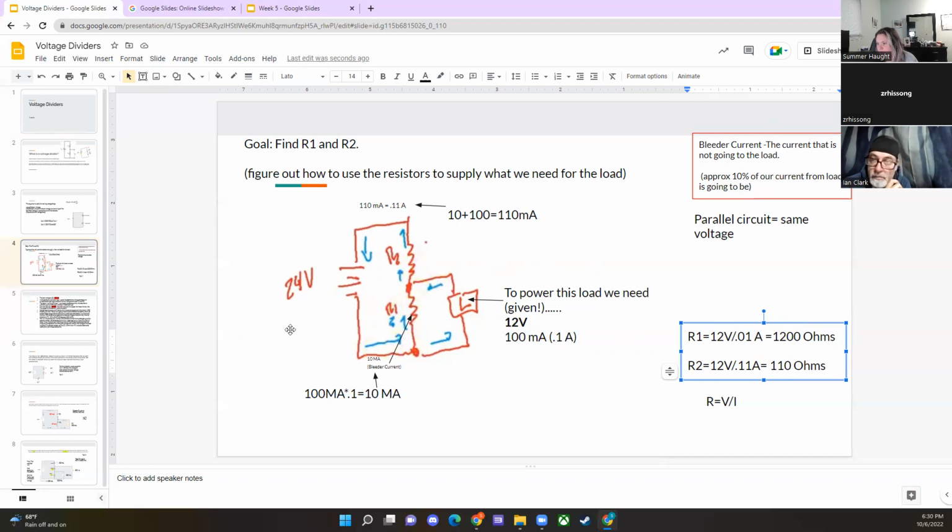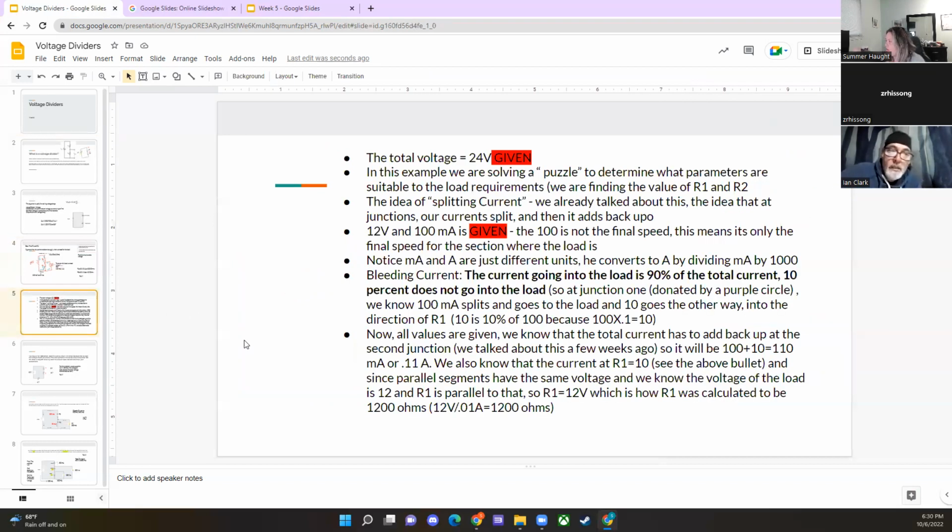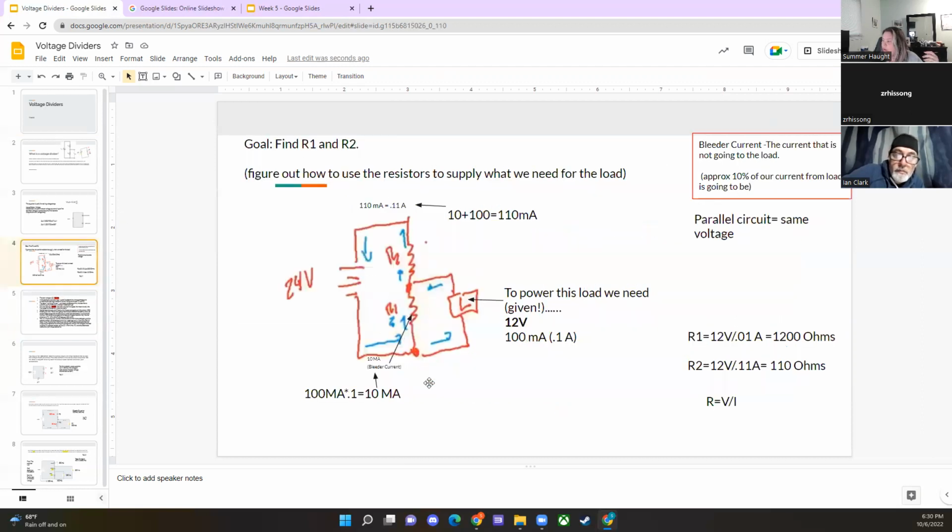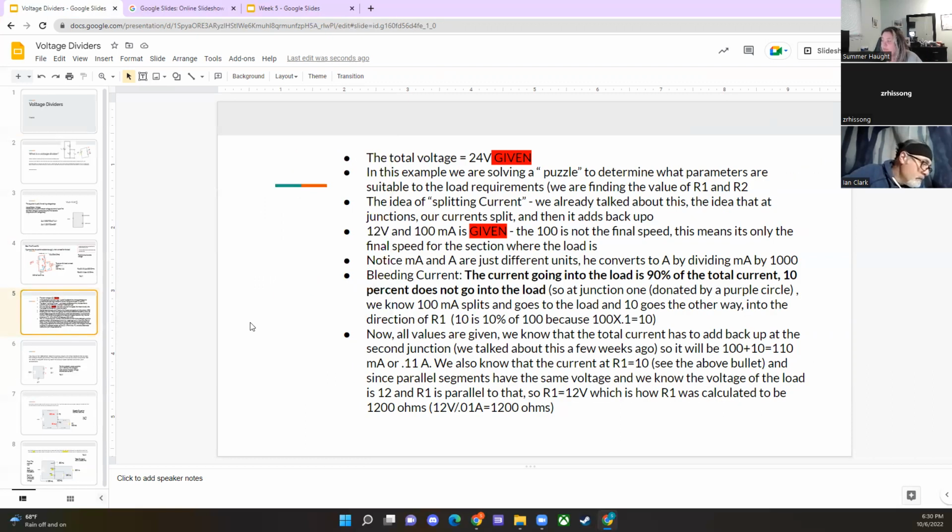Now that was a mouthful, but that's really the bulk of what it is. This is a lot of words on one slide, but just to summarize some of the key things in that last slide that we were told. The fact that we were able to solve this circuit is because we were given what that total voltage was. In this example, the idea was we're really just solving a puzzle, right? We're looking at one piece, figuring out what we can solve for, and working backwards to solve everything else.